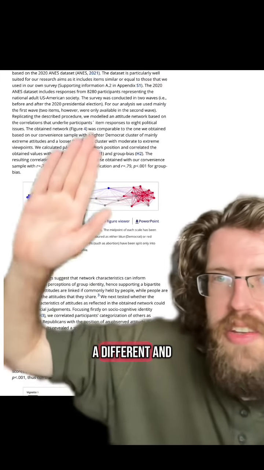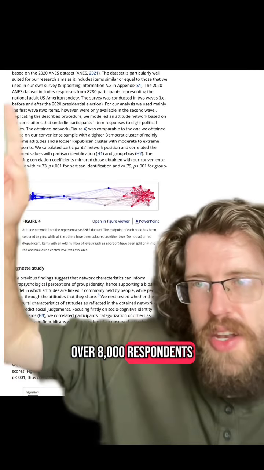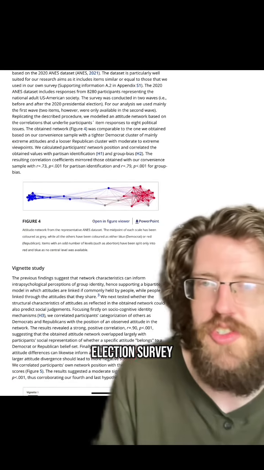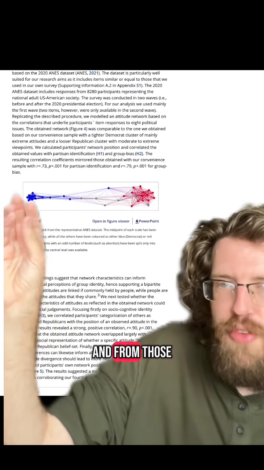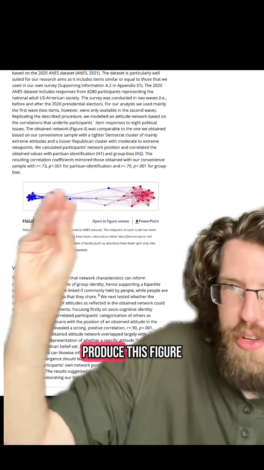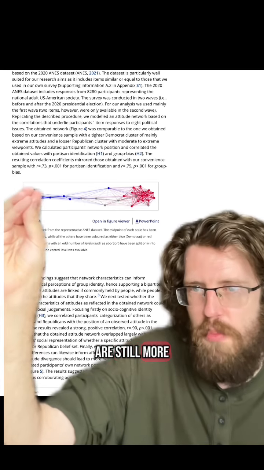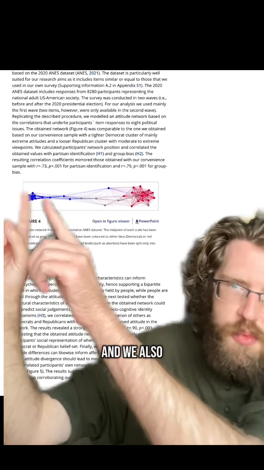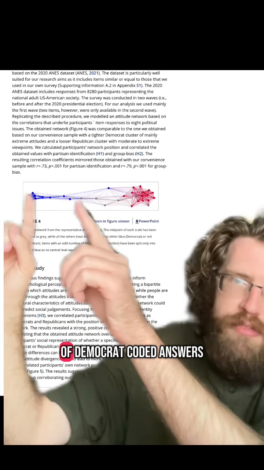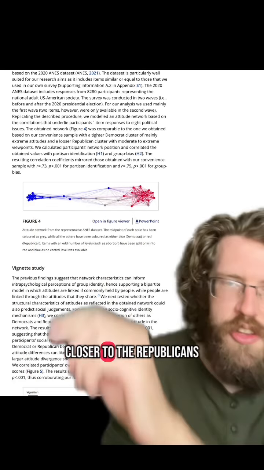Authors go on to look at a different and much larger survey with over 8,000 respondents, the American National Election Survey. And this is nationally representative. And from those results, the authors produce this figure. And you can see the Democrat answers are still more concentrated than the Republican, but it seems less extreme. And we also have this tendril of Democrat-coded answers that extend into the center and closer to the Republicans.